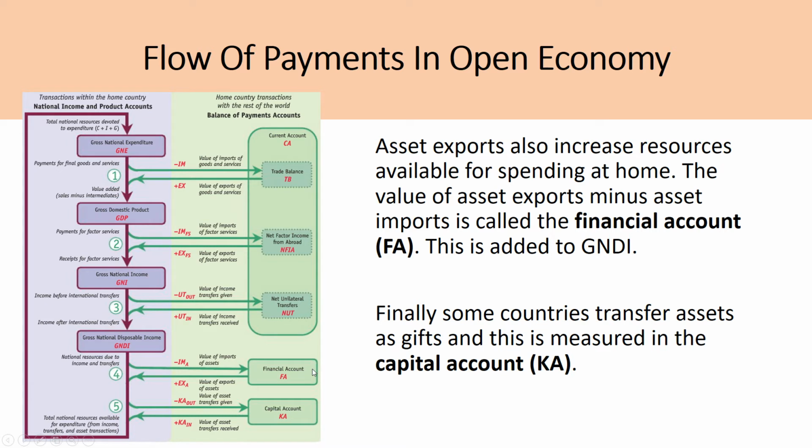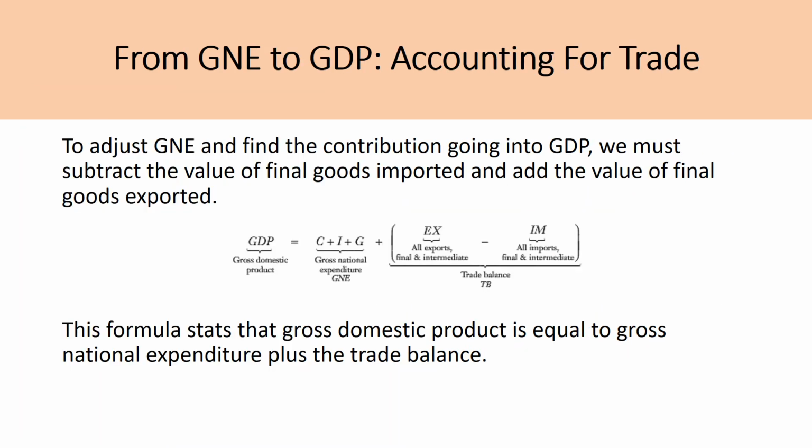In addition, some countries transfer assets as gifts. That is measured in the capital account. So in addition to remittances, which are represented in the net unilateral transfers, there can be debt forgiveness. So say, for example, a developed country holds a lot of bonds in a developing market, and that developing market has gone through some economic troubles, and it's asking for debt forgiveness, and the developed market goes through with it. Well, that forgiveness needs to be reported. That net loss of initial capital that was invested in those bonds needs to be represented in the capital account, the KA, right?